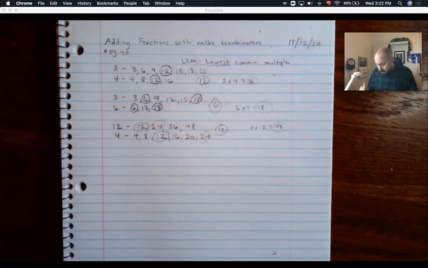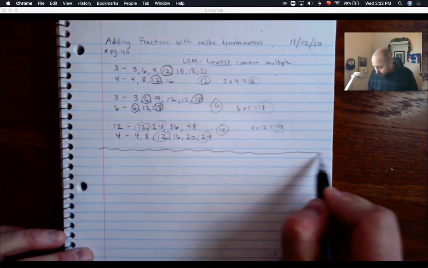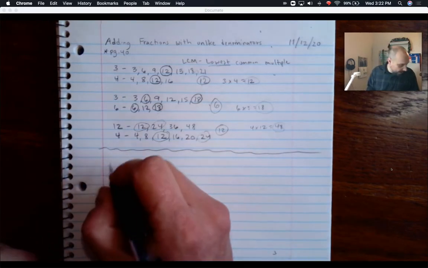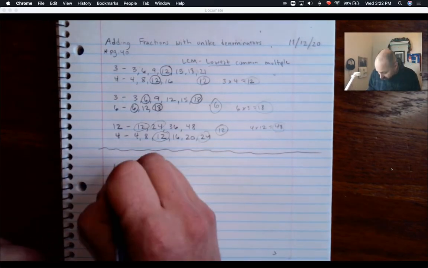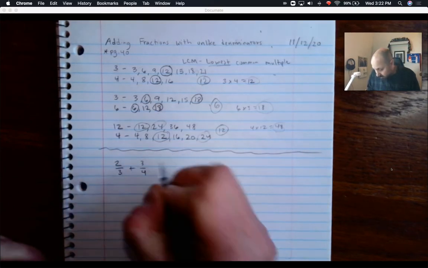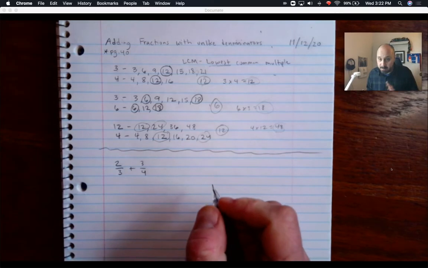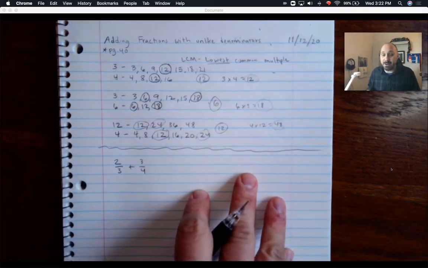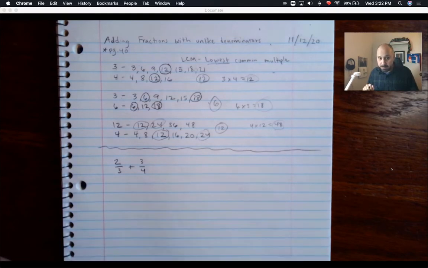Okay? So we have our common multiples up top. So let's use 3 and 4 first. So let's write 2/3 plus 3/4. Everybody write that down. Remember, if you need to pause this while we're going, pause it, please. But I want everybody to write these down in your notebooks. This is our notes for the day.